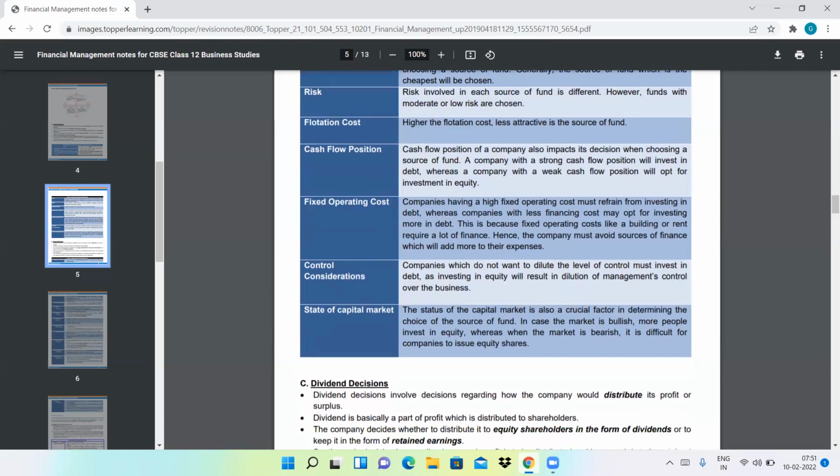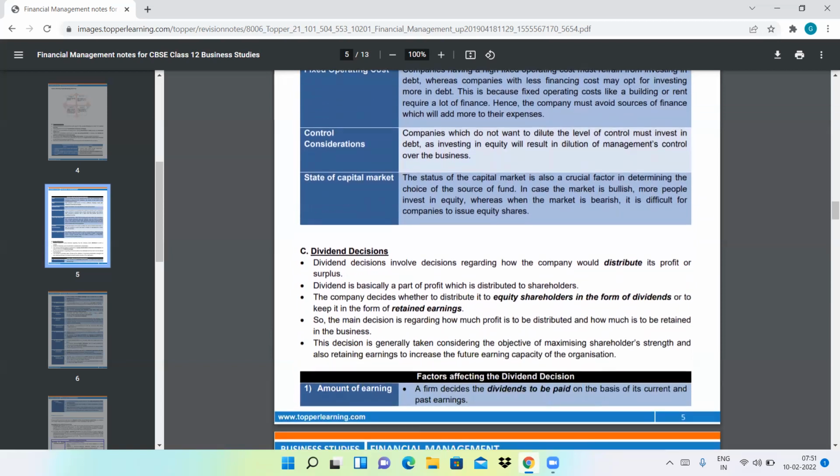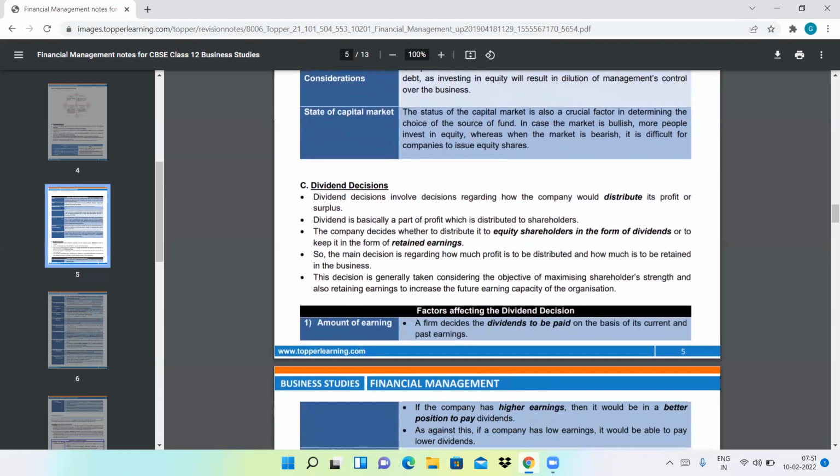Then, control consideration is if you want to have tight control over the business activity, you don't want to share or give the voting rights to the investors, then you can raise money from the debt market. But if you don't mind that decision making power is being diluted and going into the hands of other investors, then you should raise money through the equity market.